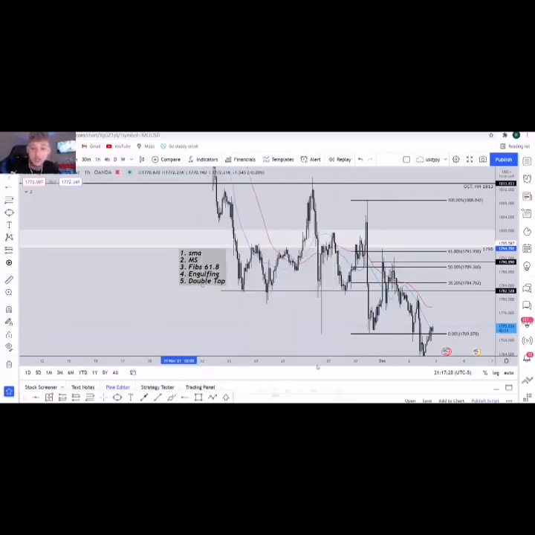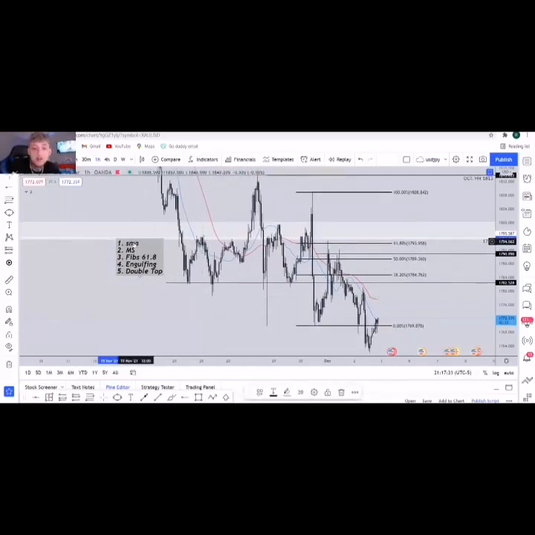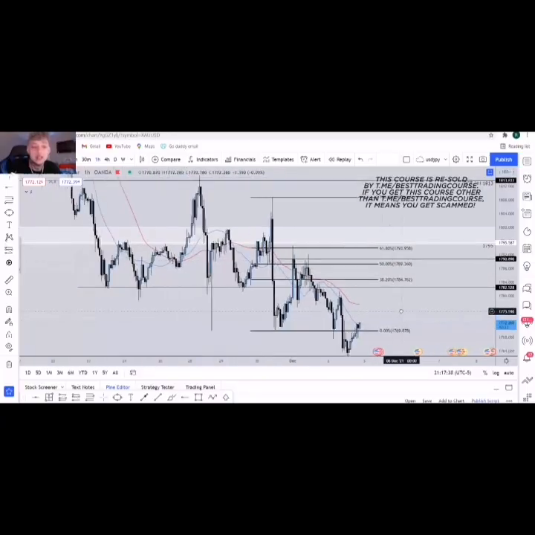So this is another trade that I took. Notice how I have 5 confirmations, mainly on pretty much the same time frame, being the hour time frame, giving me a setup, right?